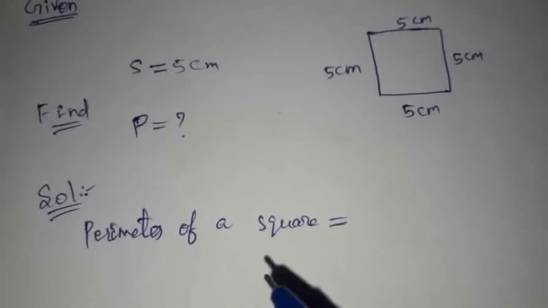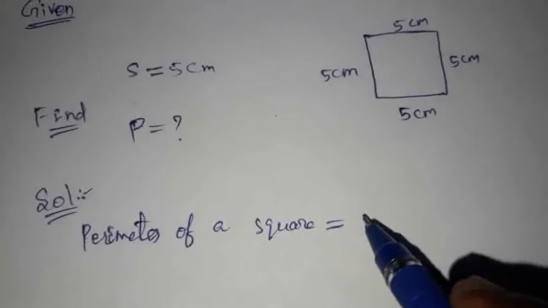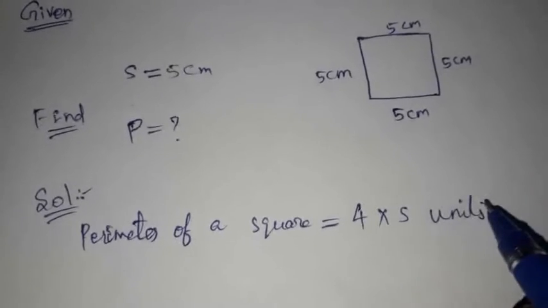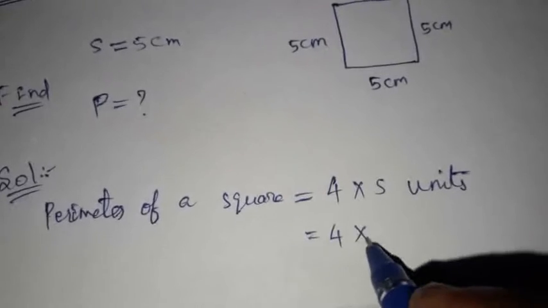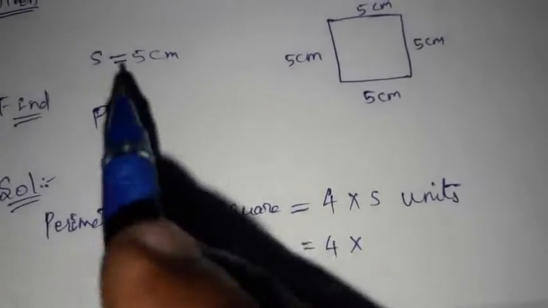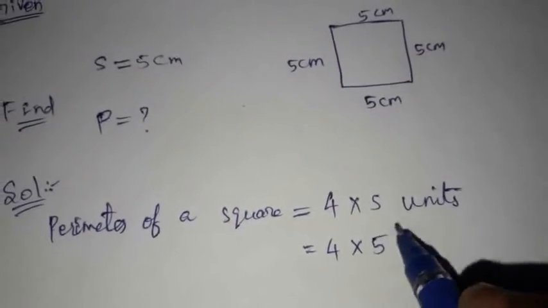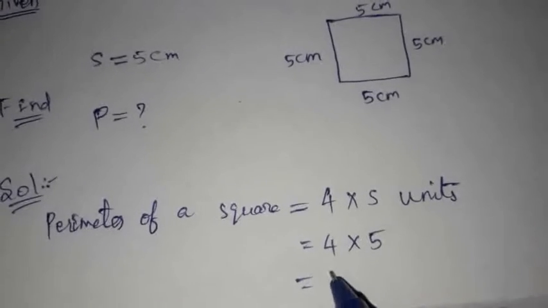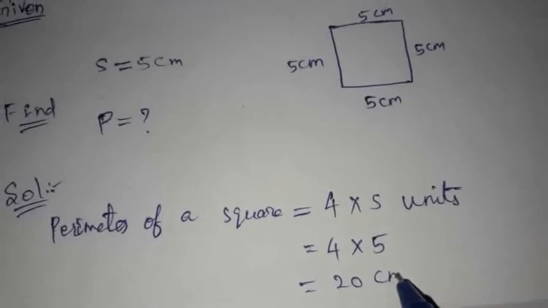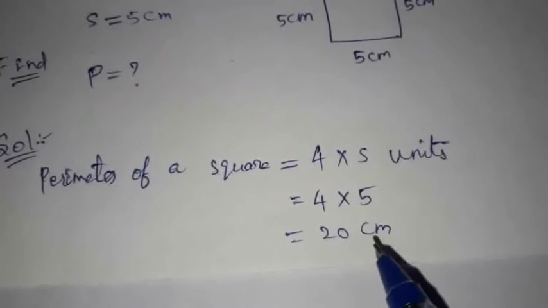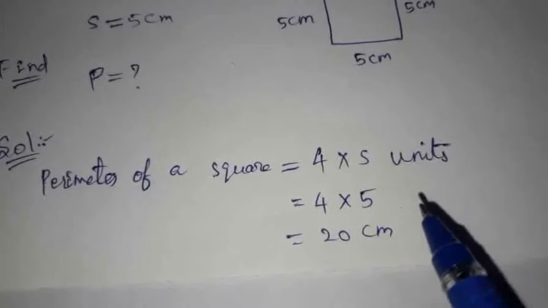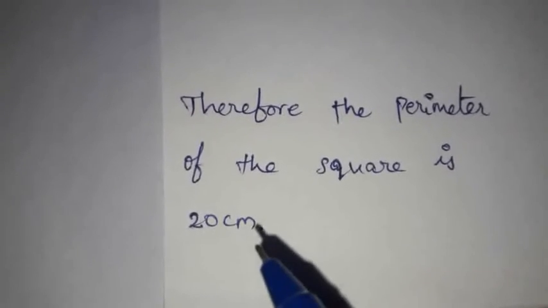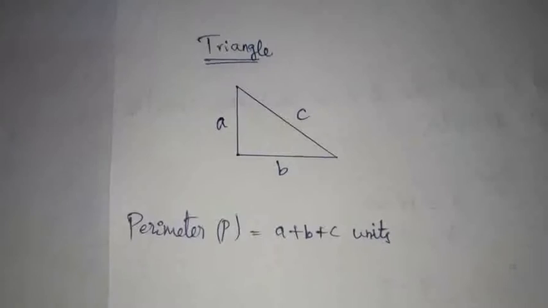Perimeter of a square equals 4 into S units. We know the value of S, that is 5 centimeter. Next we have to multiply 4 into 5. 4 5s are 20. So the answer is 20 centimeter. We may say this as 20 centimeter or 20 units. Therefore, the perimeter of the square is 20 centimeter. This is the answer for this question.